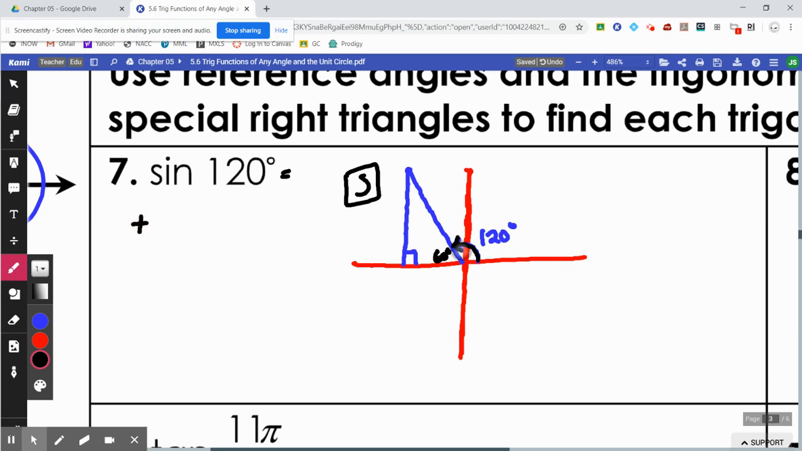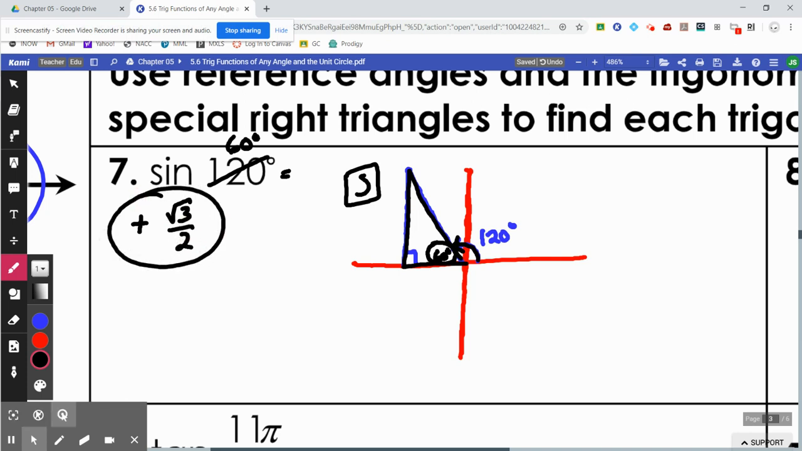Along with that, in order to find the sine, we'll look at this triangle I have now. If I use my reference angle, which is a 60-degree angle, I can just find the sine of 60, because that's the triangle I've drawn using my reference angle. So instead of sine of 120, I can just do the sine of 60. The sine of 60, looking back at our chart, is root 3 over 2. So the sine of 120 is going to be positive root 3 over 2.